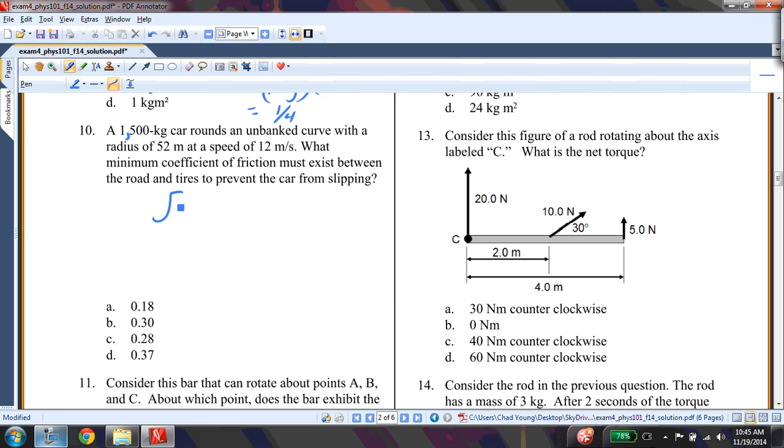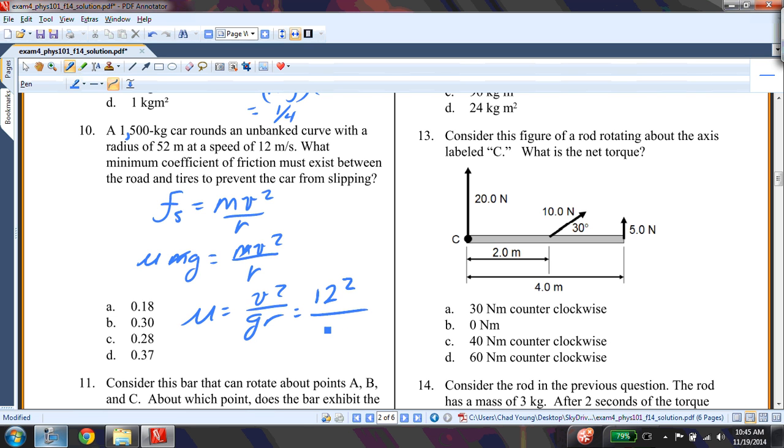Well, I know that my static friction is equal to my centripetal force, m v squared over r. That's mu times our normal force, which is mg, equals m v squared over r. My masses cancel. I'm looking now for mu, so I'm going to solve this for mu. It's v squared over g r. V is 12, g is 10. The radius is 52. Let's see, that's 144 over 520.